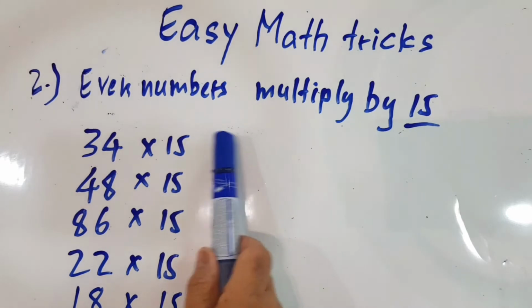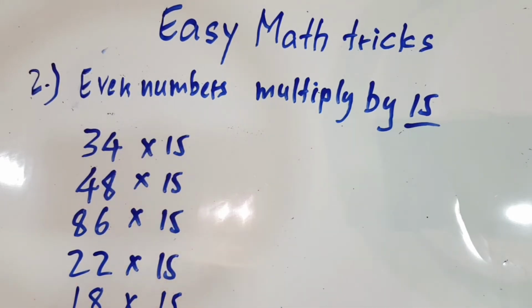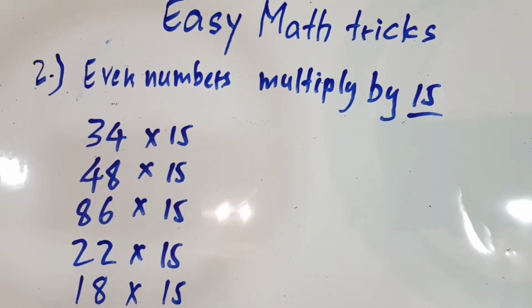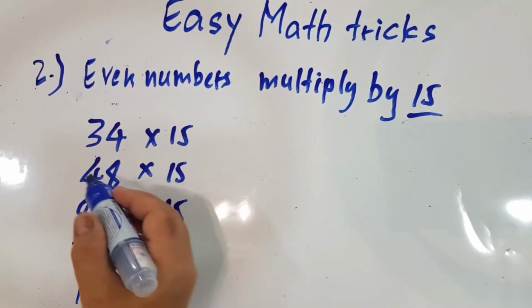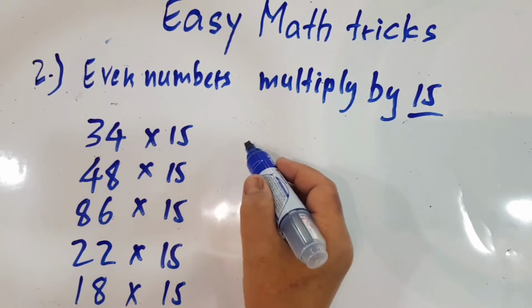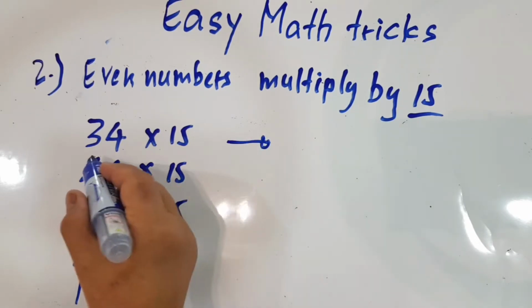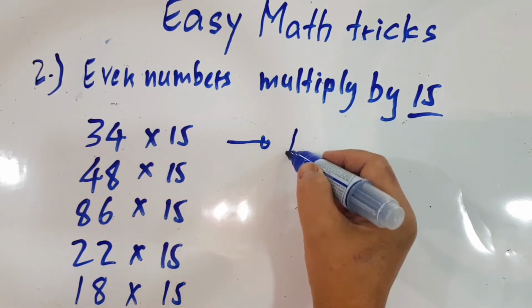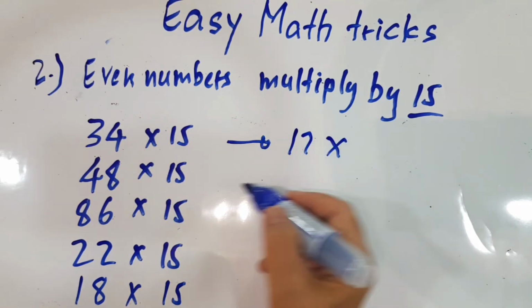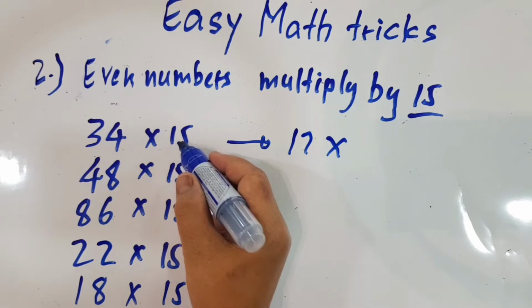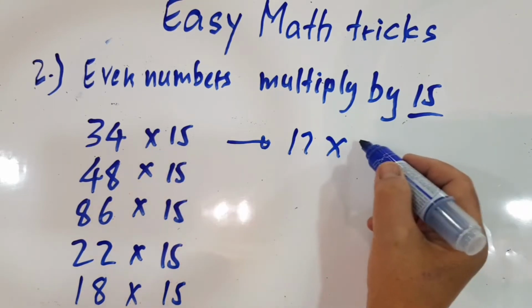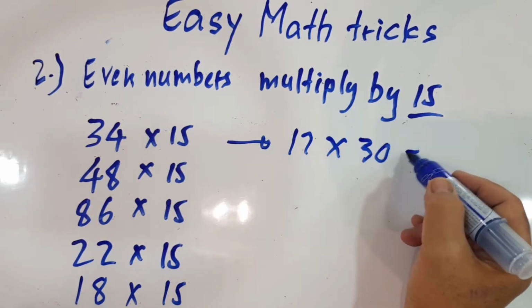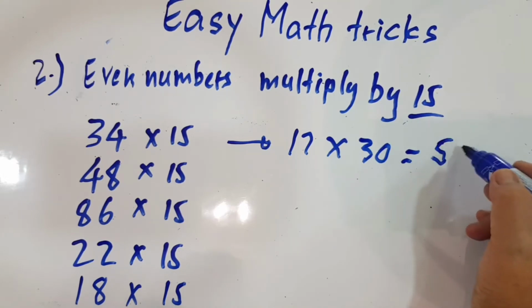So, our second matrix is even numbers multiplied by 15. Now, we have here 5 examples. Now, 34 by 15, how will we do this one? In this matrix, we have to divide this 34, which is equal to 17, and multiply by the double of 15, which is equal to 30. So the answer is equal to 510.